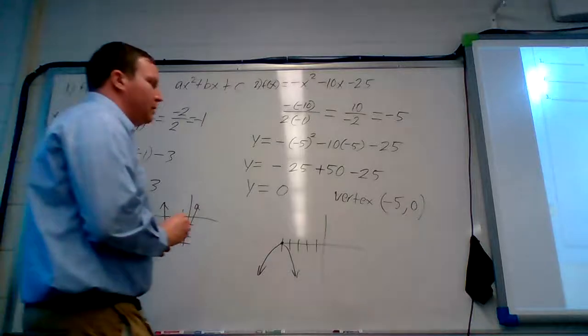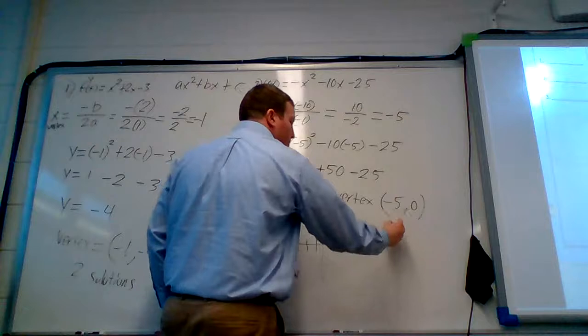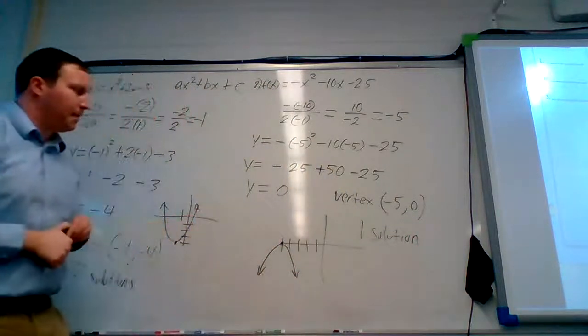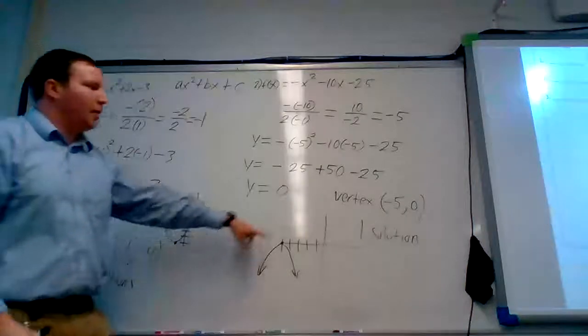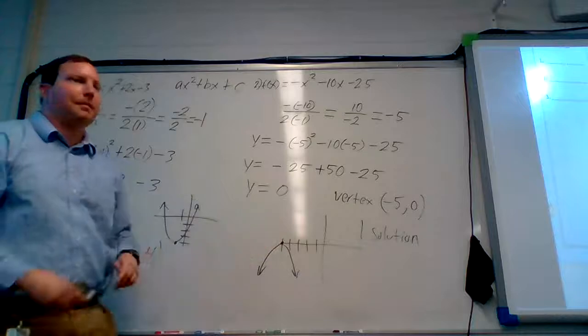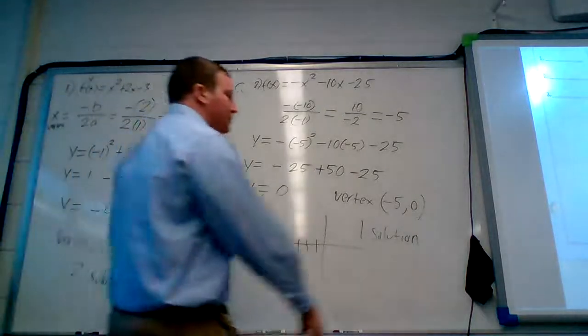But what's 2? One solution. 2 is a one solution. Because again, our vertex is on that x-axis, so we just touch it there. Okay. So let's go ahead and do number 3.